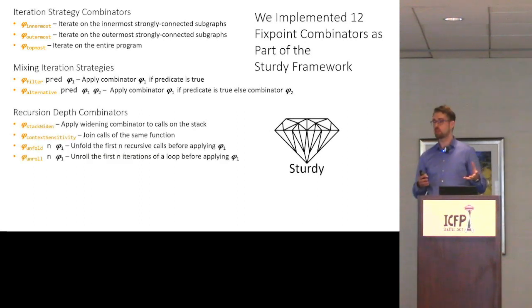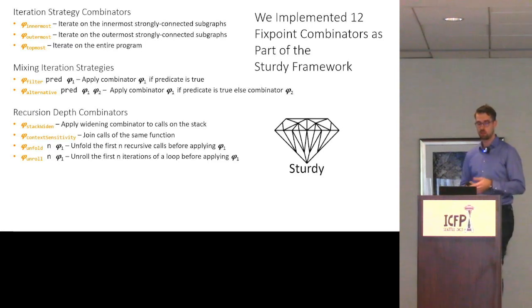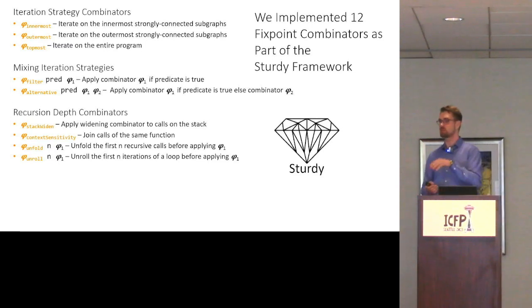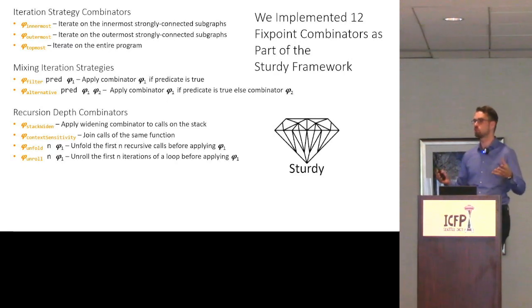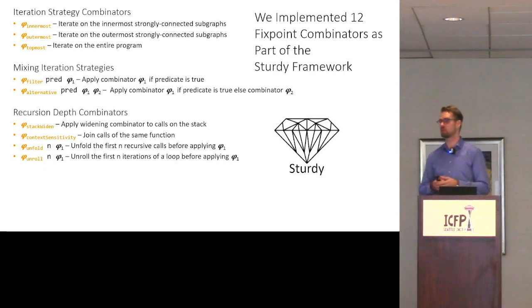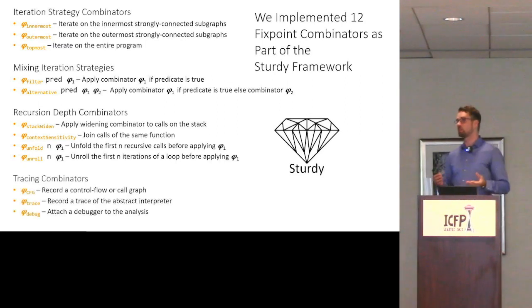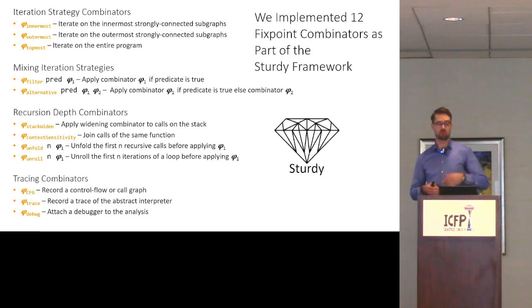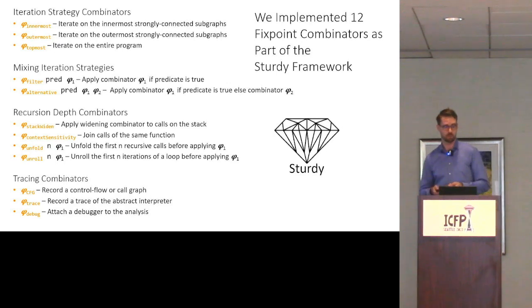4 combinators which affect the recursion depth of the analysis. The first 2 decrease the recursion depth to enforce termination, and the latter 2 regain some recursion depth to increase precision. Lastly, we implemented 3 tracing combinators which allow us to, for example, record important analysis data like an interprocedural control flow graph.